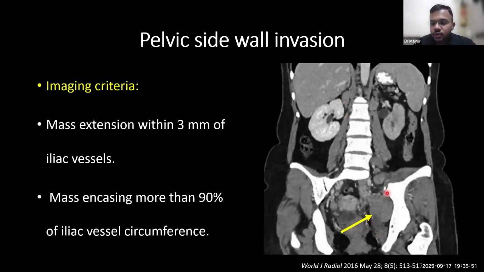Pelvic side wall invasion should also be looked for in cases of peritoneal metastasis. It is defined as mass reaching within 3 mm of the iliac vessels or mass encasing more than 90% of iliac vessel circumference.